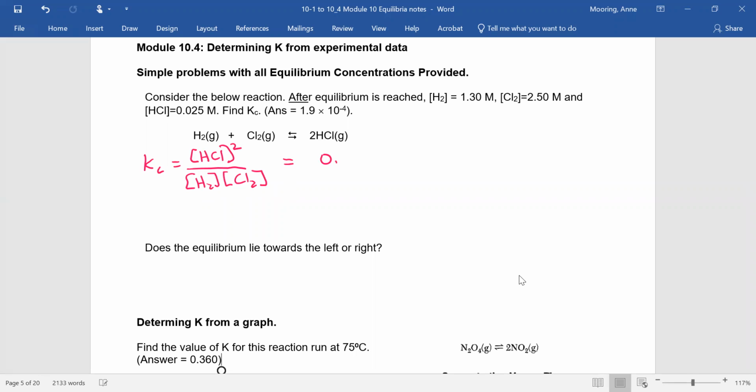So we have 0.025 squared over 2.50 multiplied by 1.30. And we put this into the calculator. We are going to be limited to two significant figures by the concentration of the HCl. So we're going to have 1.9 times 10 to the negative fourth.